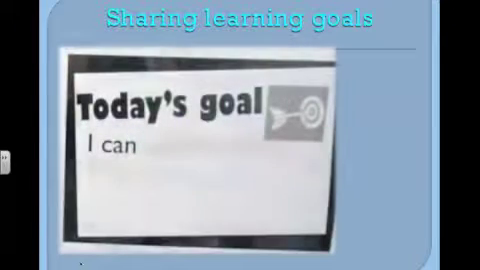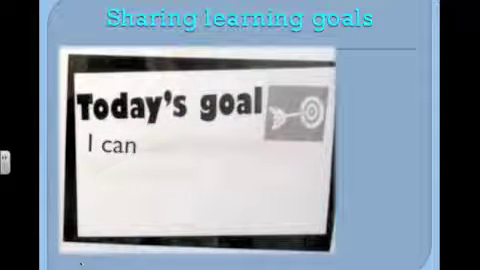One of the key aspects of AFL is to share the learning goals with the students. If they know why they are doing something, they will be more likely to work in the direction we want. We, as adults, certainly won't do anything without knowing why. Children have the same need.